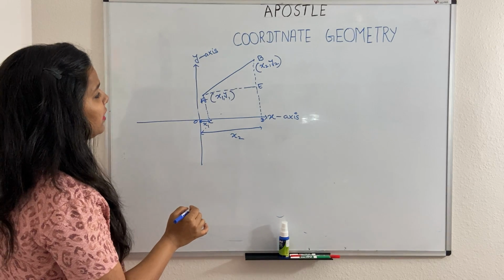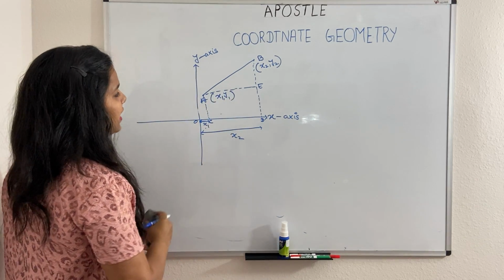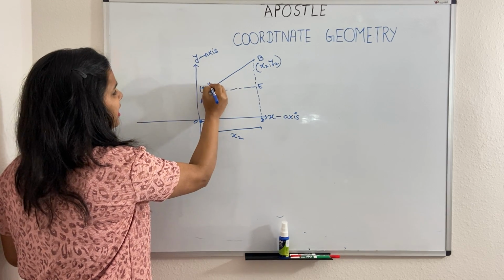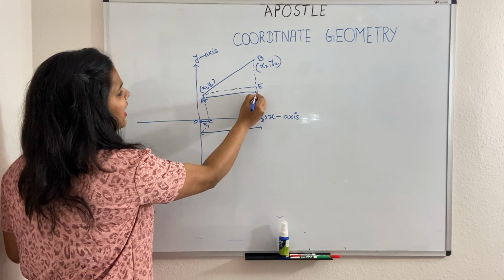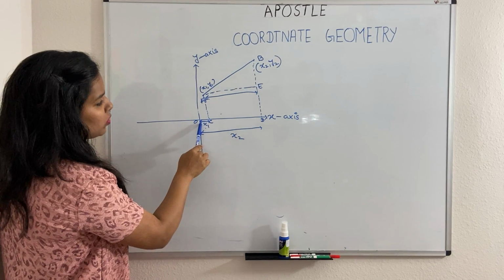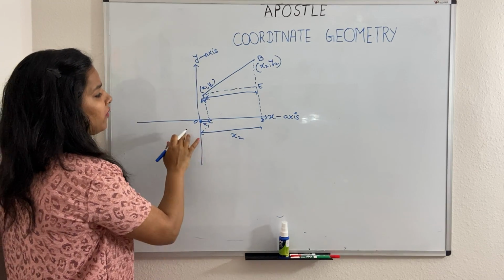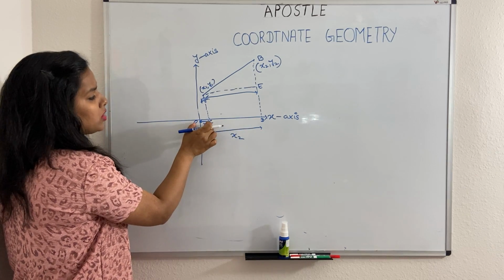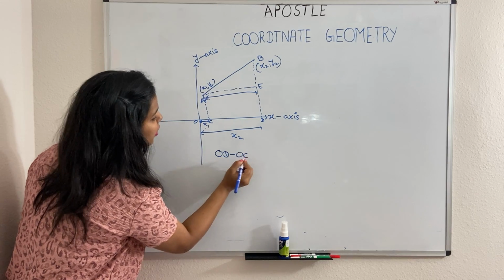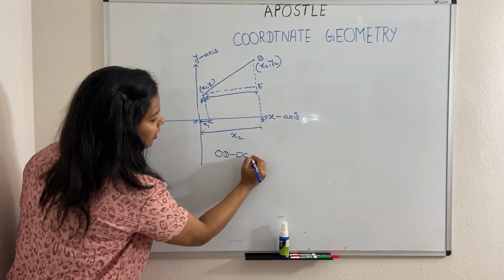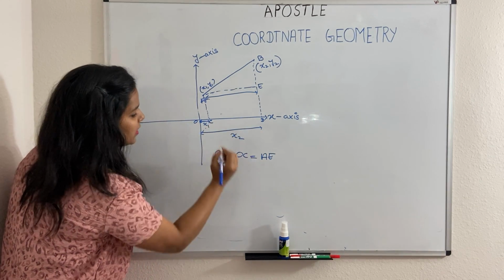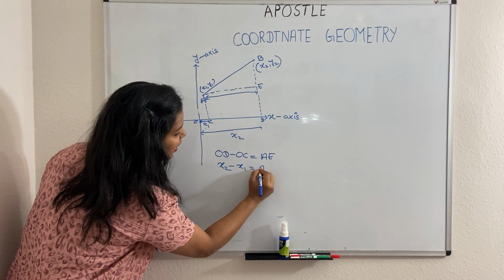Now we have to find the distance AE. What is distance AE? We can simply calculate this distance AE. How? Like x2 minus x1, we call this AE. We know that we have the distance OD, we also have distance OC. So OD minus OC is equal to AE. What is OD? OD is x2, OC is x1. So we can get the value of AE.